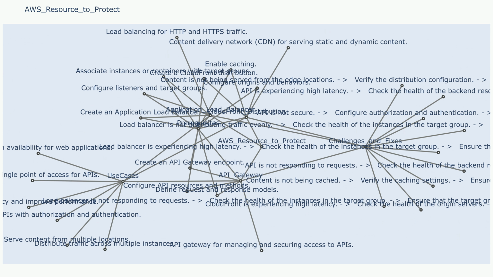API is not secure. Configure authorization and authentication. Use security best practices. Use API Gateway's built-in security features, such as IAM authorization, Lambda authorizers, and API keys. Use security best practices when designing and implementing the API, such as using HTTPS for all communication, validating input data, and implementing rate limiting.